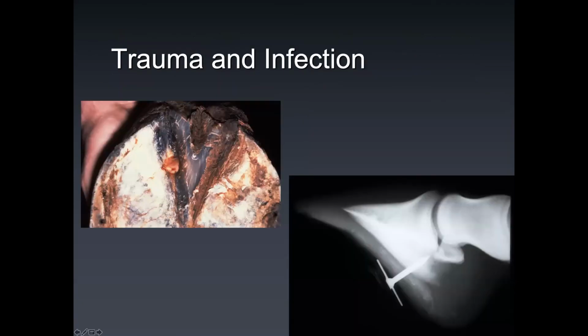All right, so sometimes we get trauma and infection. On the bottom right, you can see that's a roofing nail, and it's penetrated the frog, it's penetrated the deep digital flexor tendon, and it's got all the way up to the back of that navicular bone and towards the coffin joint and navicular bursa.